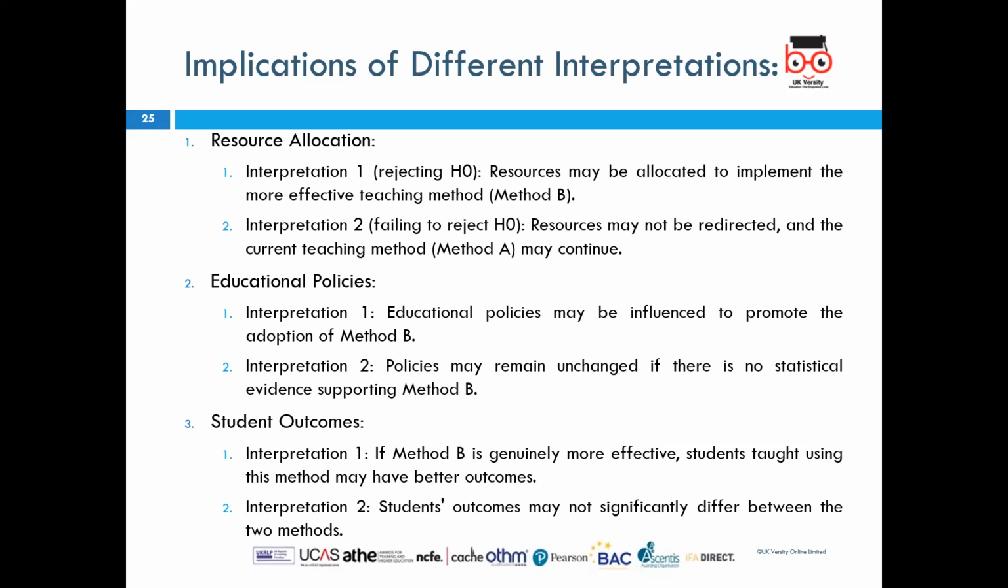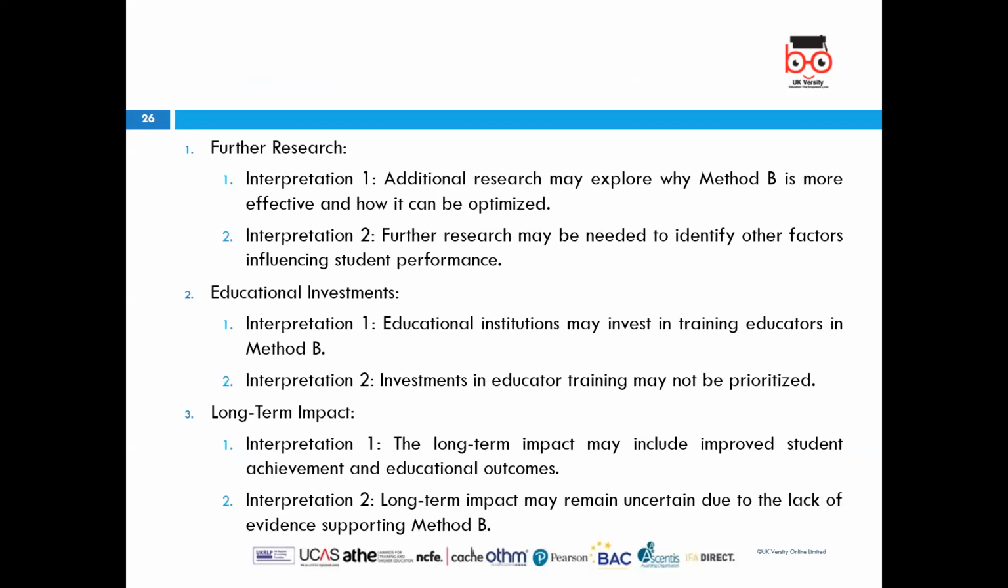And third is student outcomes. In interpretation 1, if method B is more effective, students taught using this method may have better outcomes. And in interpretation 2, student outcomes may not significantly differ between the two methods. So these are the interpretations and implications of the different statistical techniques.